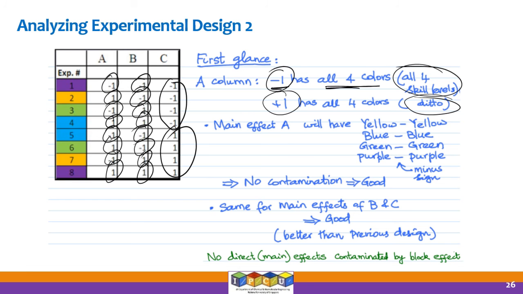When you write out that equation, you will see there will be a yellow minus yellow, a blue minus blue, a green minus green, and a purple minus purple. That means the biases introduced by people with different skill levels will all cancel out, right? So that is the nice thing about this design. This is the conclusion from our analysis here. You can also do this calculation for B and C and convince yourself that there is no confounding of the direct effects by this block assignment.